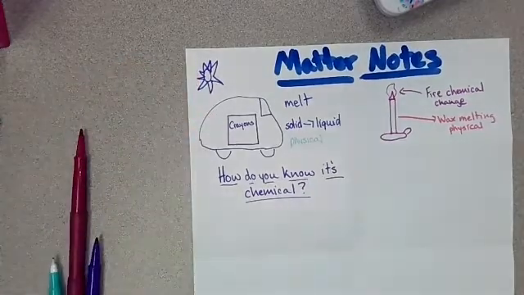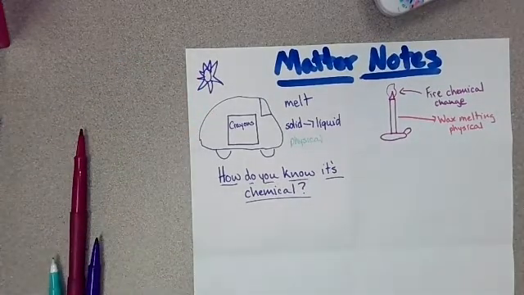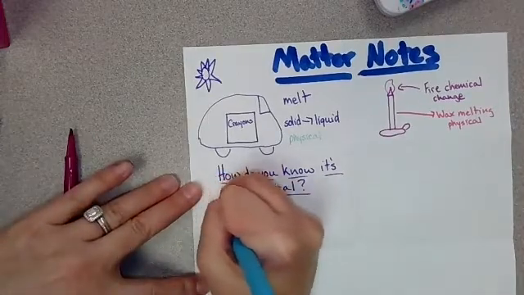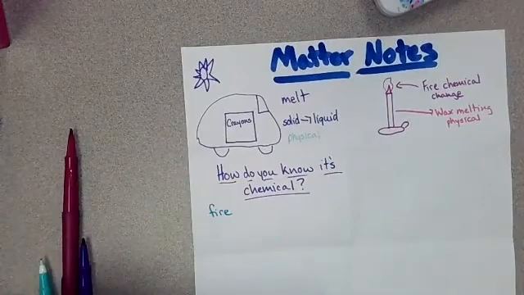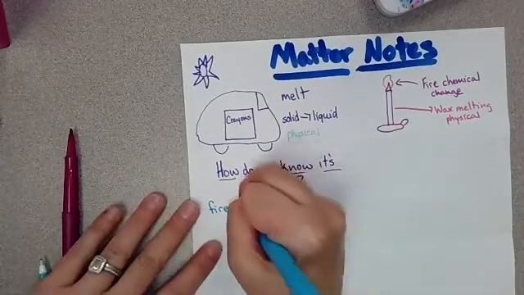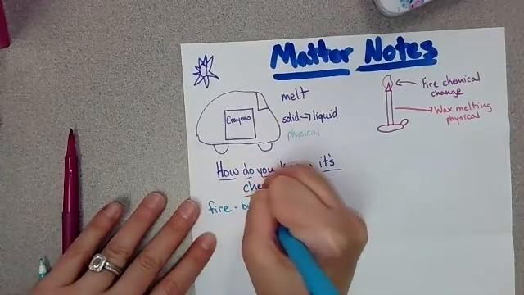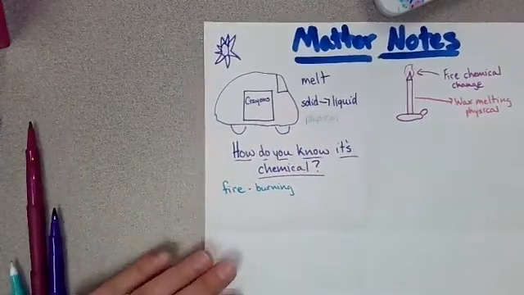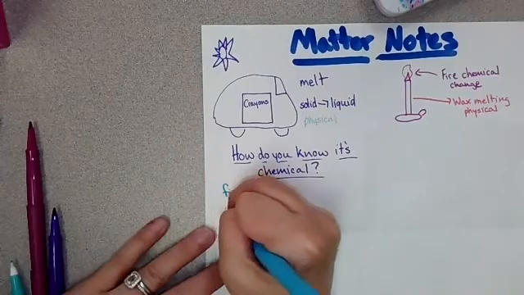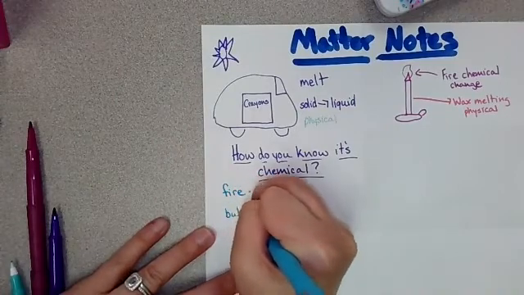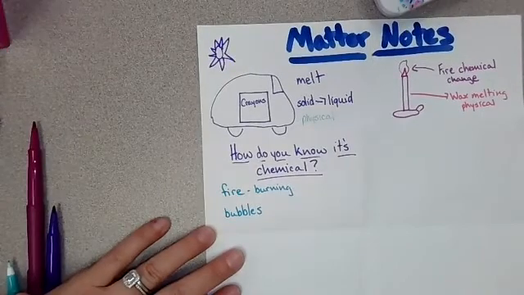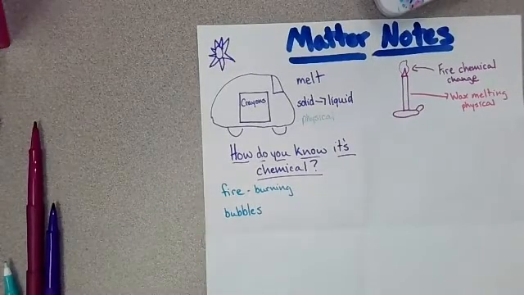All right, Ethan, what's one way you know it's a chemical change? Yeah, if it's on fire. Yes, if it's on fire or it's burning, it is chemical. Anybody know another way? Think about the things that we talked about. Yazzie. Yes, bubbles is a big one. Bubbles is definitely a chemical change. All right, anybody else know?